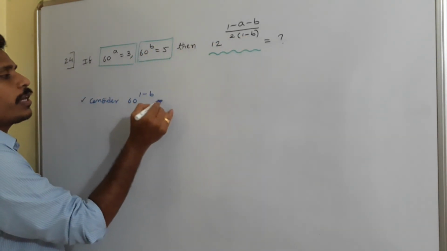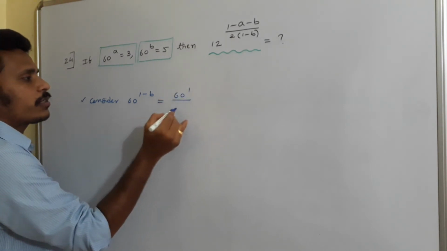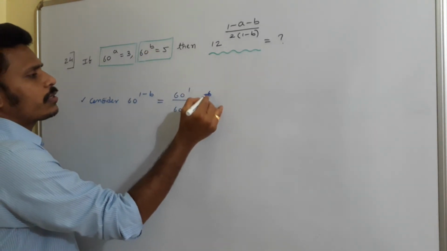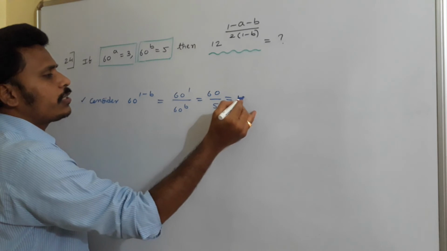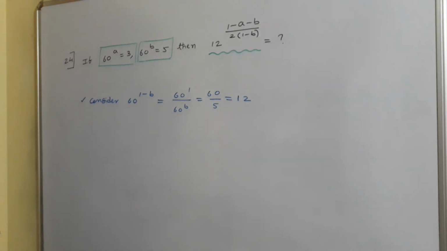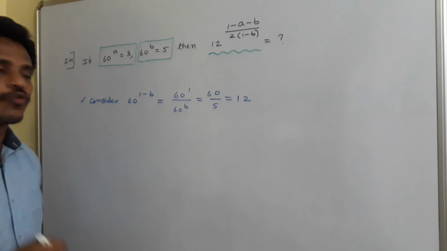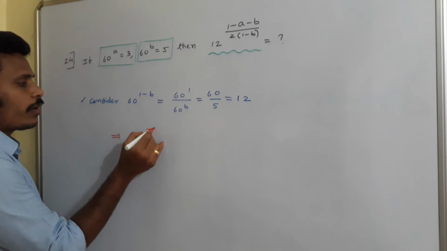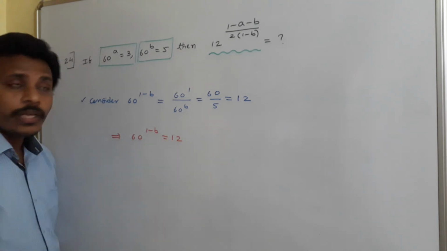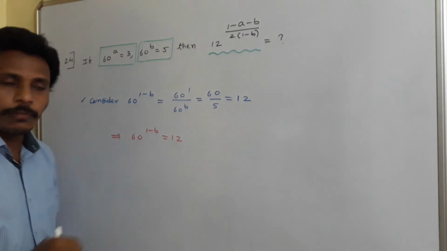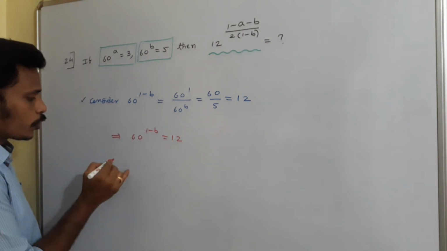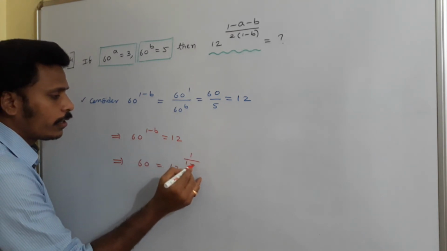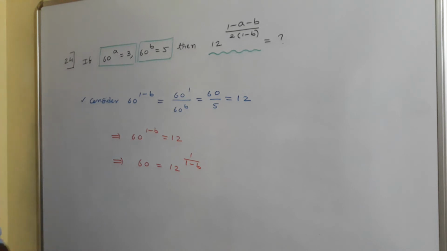Just observe this 1 minus b as well as 60 power b. So 60 power 1 minus b is equal to, by the laws of exponents, 60 power 1 by 60 power b. And since 60 power b is 5, this is equal to 60 by 5. So that is equal to 12. Right, very good. So 60 power 1 minus b is 12. Since I need 12 to the power 1 by 1 minus b, you send this 1 minus b that side. So you will get that 60 is equal to 12 to the power 1 by 1 minus b.